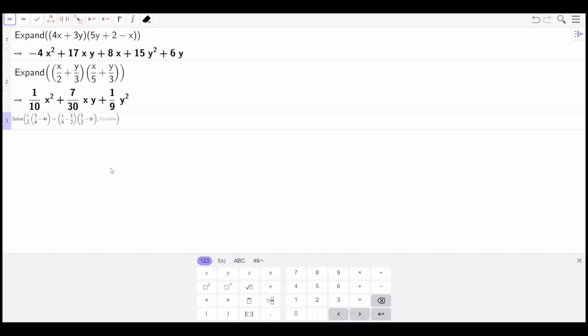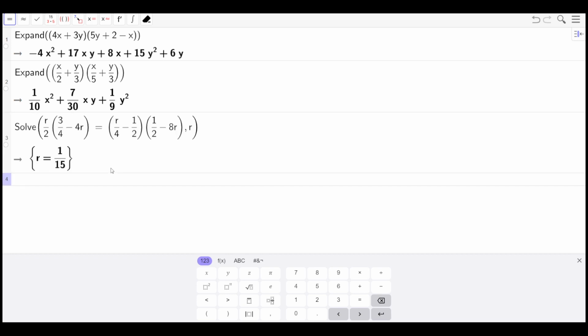Okay. And then what is my variable here? R. I hope that we haven't done any mistake. It's very important, instead of going and check the faucet, check your answer with GeoGebra. And the answer is 1 over 15. So our calculations are correct. So this is important. Remember, 2 words, expand and solve, we learned today.